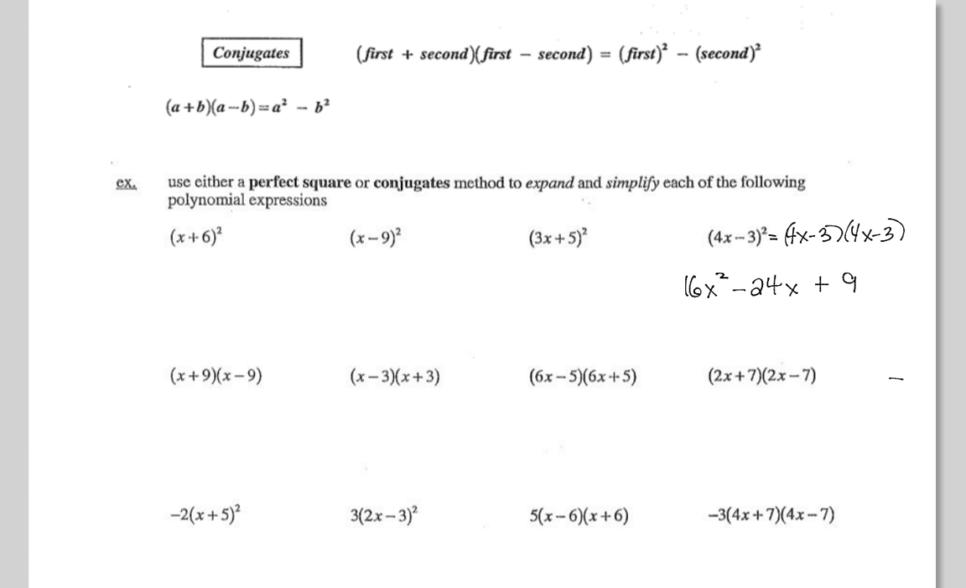Well, you FOIL it, 4x and 4x gives you the front. And then you have to do the outside and the inside. 4 and 3 makes 12, and then 3 and 4 makes 12 again. Those 12s double up for 24, and they both are negative. So a negative 12 and a negative 12 makes the negative 24. And the last term is negative 3 times negative 3, which is a plus 9.